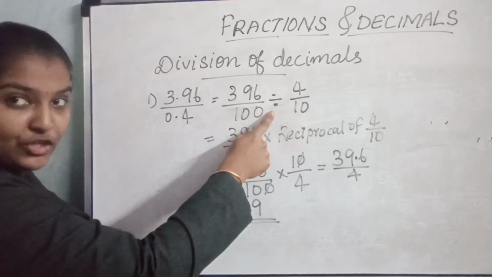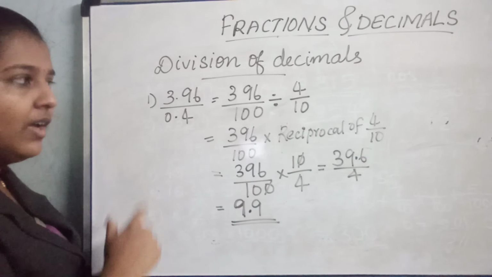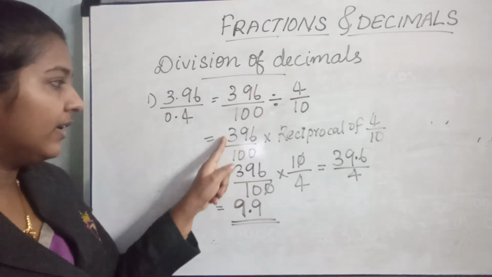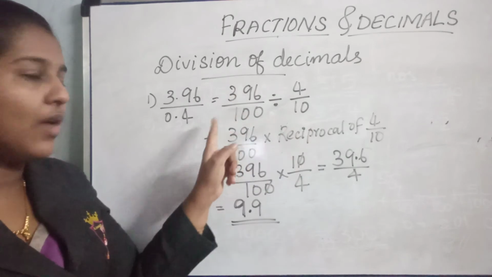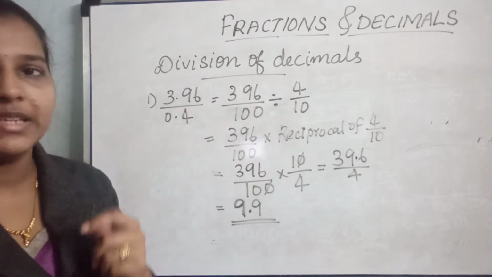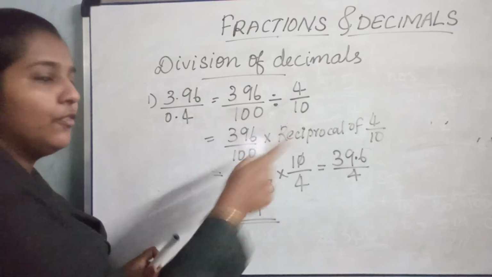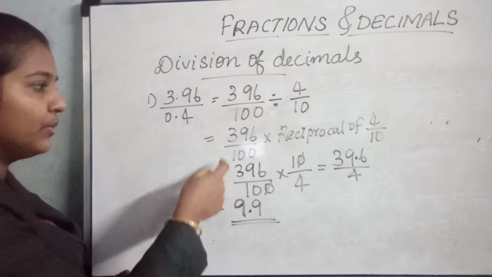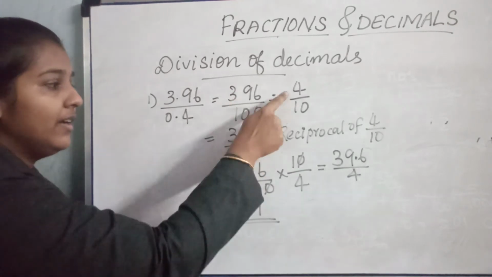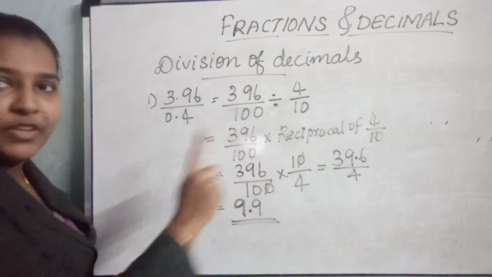There it is a division. So we don't know how to answer this division question. But look, here you already made these two decimals into fractions. And we know the division of fractions, isn't it? So now these two are in the form of fractions, so we can easily do that. Write the first fraction as it is and then take the reciprocal of the second fraction and multiply it with the first one.